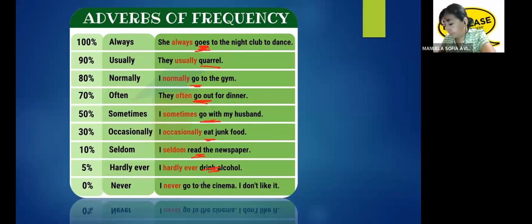But there is an exception. There is an exception. ¿Cuál es la excepción? Well, the exception is if you have verb to be. Hay siempre el verbo to be. Yes, siempre el verbo to be. Quiere hacer la diferencia. Okay, so what happened with the verb to be? Look.